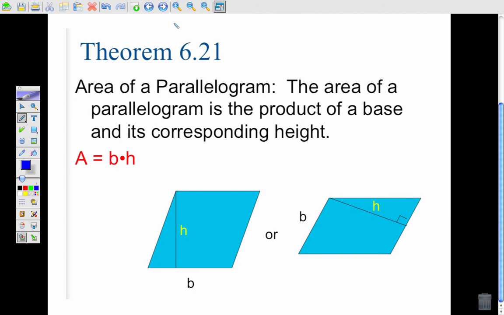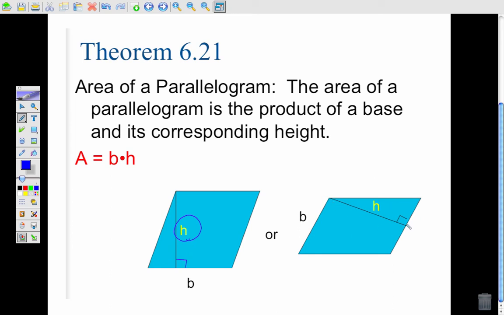Area of a parallelogram, base times height again. But what you need to make sure that you notice is where this height is. So it's an inside perpendicular height from one of the vertices. And the base is going to be the side that the height is meeting at a right angle. So make sure on your diagrams that you're finding the right height.